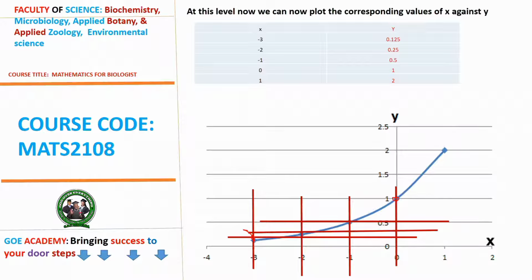And note that if x is instead 1 and y is 0, the point will be somewhere here. Okay, it's just a reverse kind of process. If x is 0 and y is 1, the point will be here. So what happens when x is 1? I have my vertical line and y is 2. I have my horizontal line along the y-axis, and that's where they meet. Now what's the next thing? The next thing is for you to link these points.